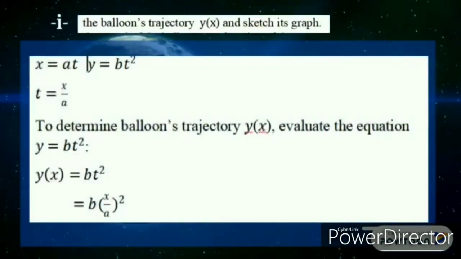Firstly, to determine the balloon's trajectory with function of y, we need to evaluate the equation y equal to bt squared. From the given equation x is equal to at, we can determine the equation of t equal to x over a. Then we substitute t equal to x over a into the equation y equal to bt squared. Then we will get y(x) equal to bx squared over a squared.